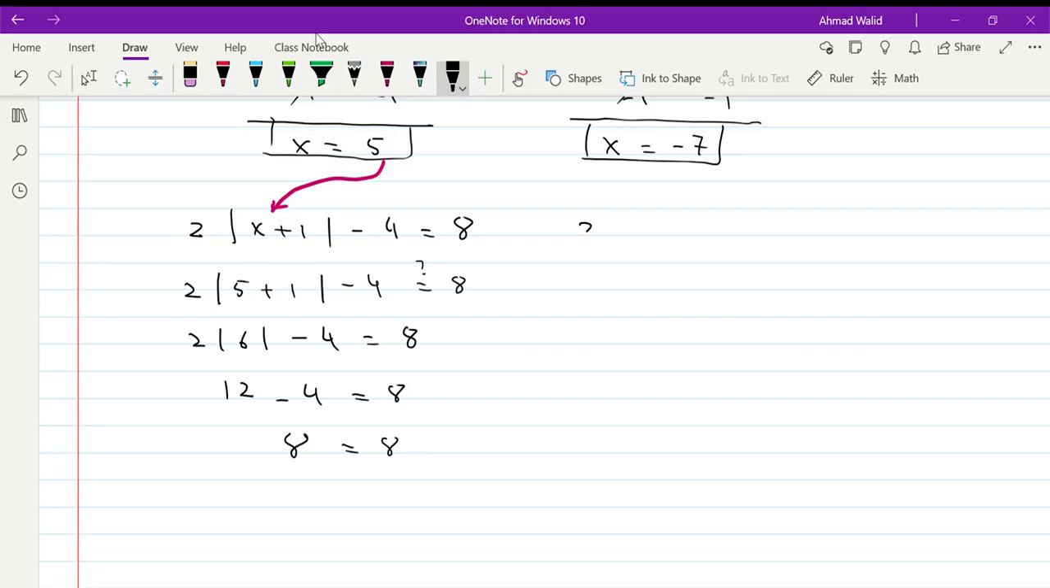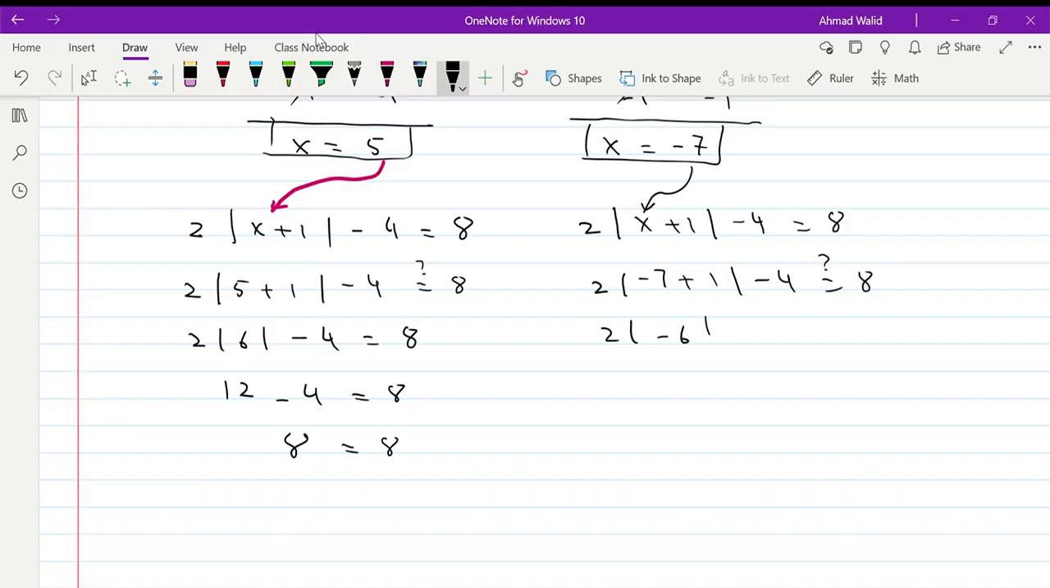Same thing with this answer. I'll check it here. 2 absolute value of x plus 1, minus 4 equals 8. Plug in negative 7 here. 2 absolute value of negative 7 plus 1, minus 4. Is this equal to 8? 2 absolute value of negative 6, minus 4 equals 8. Absolute value of negative 6 is 6. 6 times 2 gives you 12. Minus 4 equals 8. 8 equals 8. Yes, both answers are correct.